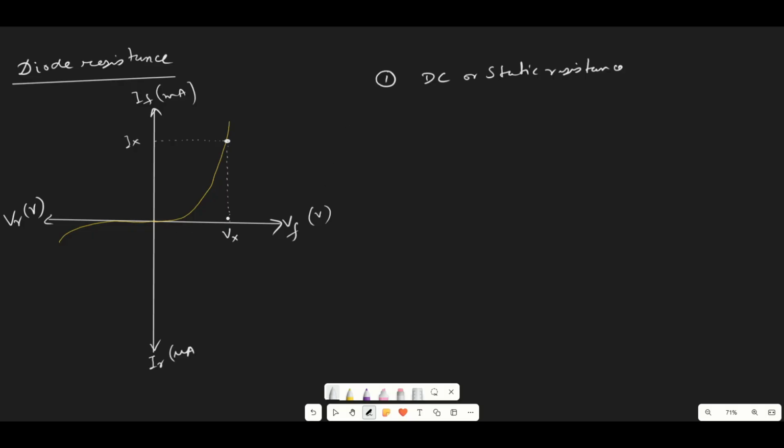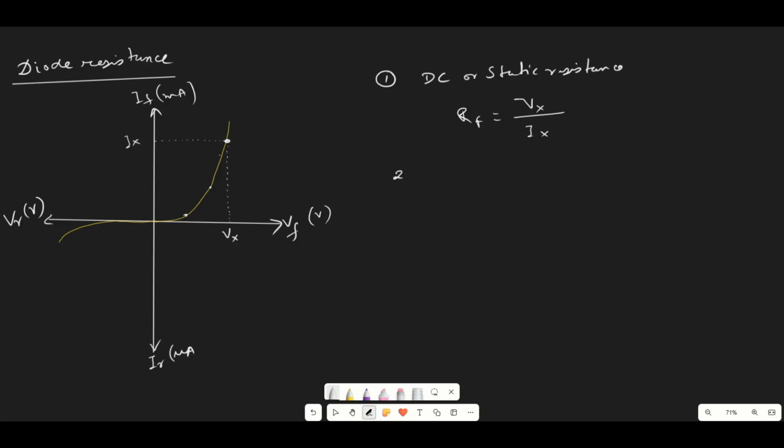So for the voltage Vx, we are having a current Ix. Then the static resistance will be given as Rf equals Vx divided by Ix. Okay. So this may vary throughout its characteristics, because if you consider the static resistance at a point here, we'll have a different value. Similarly, if you are considering it here, we'll have another value. Similarly, at any other point. So this will vary. So that is why it is not of that significance.